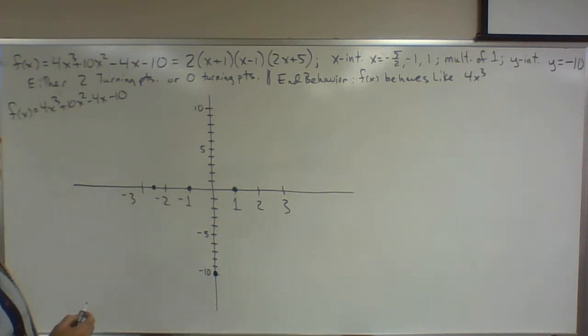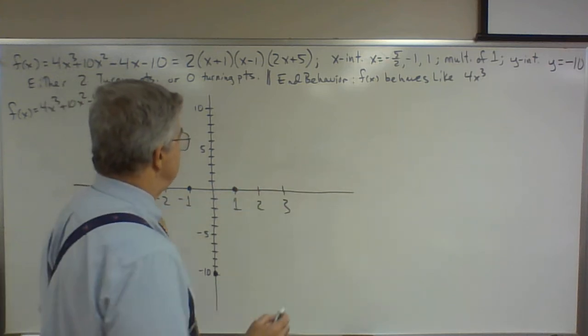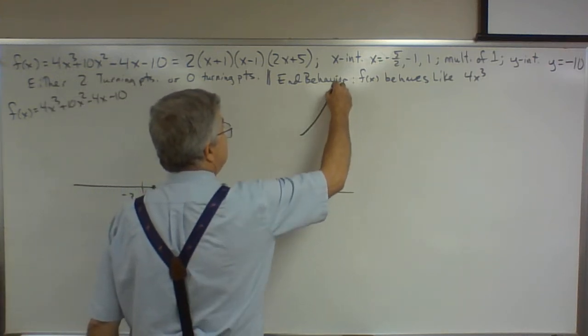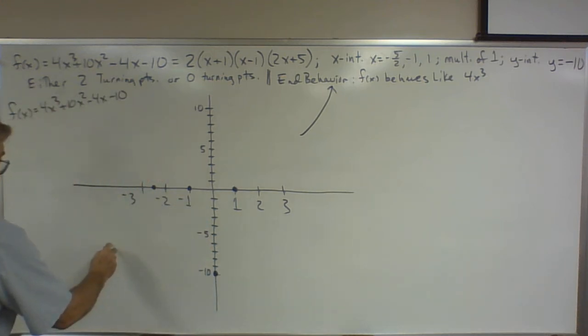And we either have 2 turning points or no turning points. And something else. F of x behaves like 4x cubed, so eventually it's going to go up like this, and to the left of the origin it's going to go down like that.